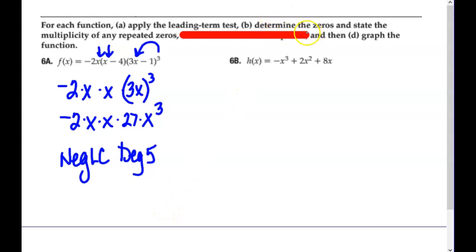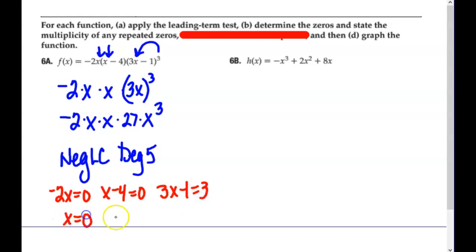All right, determine the zeros. So if I set that first factor equal to 0, or the second factor equal to 0, or the third factor equal to 0, this one just comes out 0. This one comes out 4. Whoops, this is supposed to be 0, sorry. Add 1, divide by 3, and I get 1/3.